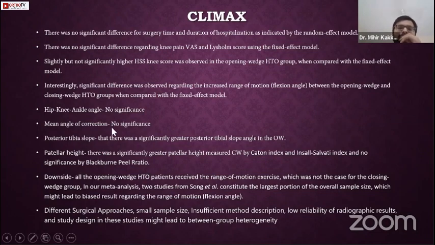The downside of this complete study was that all the open wedge patients received range of motion exercise post-operatively, which was not the case in closed wedge in the group of studies which were done. In the meta-analysis, two studies from Song et al. constitute the largest portion of the overall sample size, which might have led to a biased result regarding the range of motion. But there were different surgical approaches, small sample size, insufficient method description, low reliability of radiographic results, and study design in these studies, which might have led to the heterogeneities between the two groups.